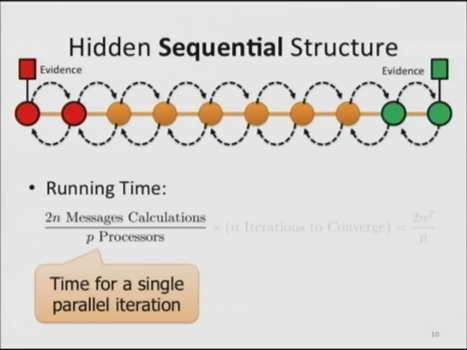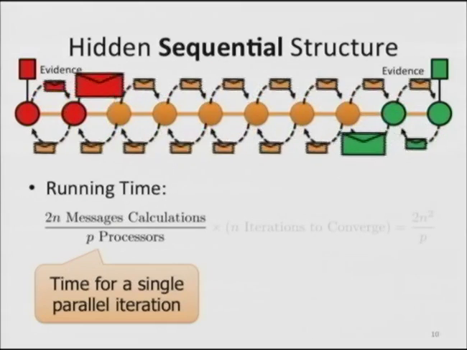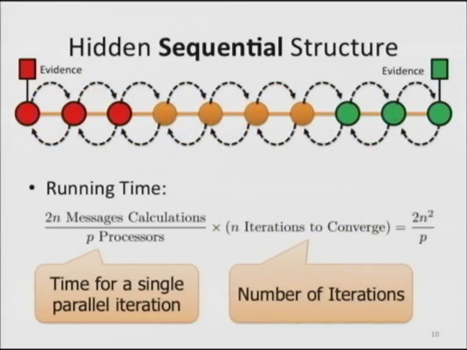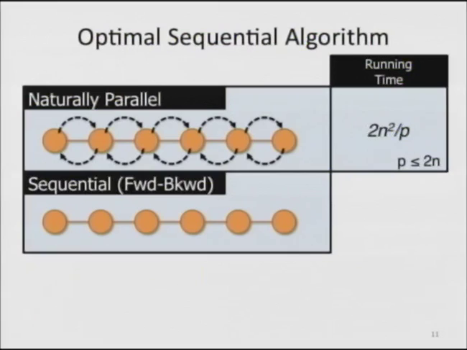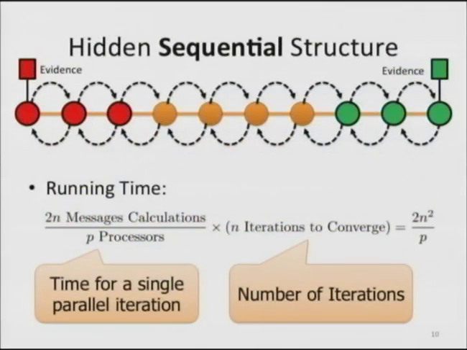Right? So the green evidence moved one variable from the left, and the red evidence moved one variable from the right. Okay, so if I repeat this for another iteration, my evidence moves one variable at a time. And so it'll take n iterations of this process for the evidence to move across the graph. Okay? So the running time of this final algorithm is 2n squared over p, right? So n iterations, and each has running time 2n over p.